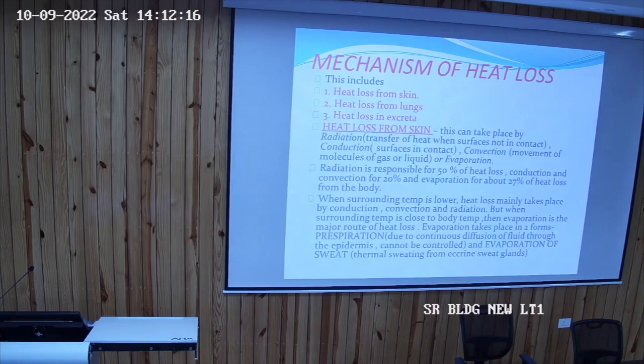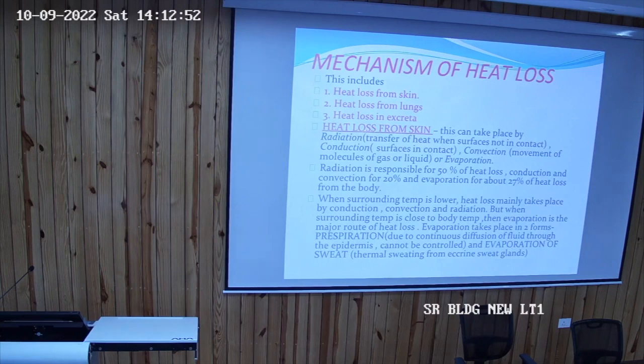60% of the body loses heat through radiation. 25 to 30% of the body loses heat through evaporation. Now this 60% heat loss through radiation depends on the external temperature or the ambient temperature, that is, whether the surrounding temperature is less or more. But the most common methods for heat loss are radiation, conduction, convection and evaporation.